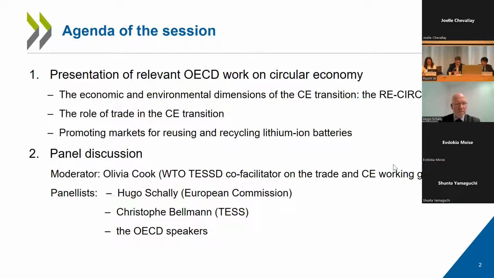with 2 additional panelists. First, we have Hugo Challis. He's advisor for international negotiations at the European Commission. He's also joining us online. Hugo actually has a long tradition of working on circular economy issues in the European Commission. And the second panelist that we have here in the room is Christophe Bellman, the head of policy analysis and strategy at Forum for Trade, Environment and the SDGs, in short, TESS.